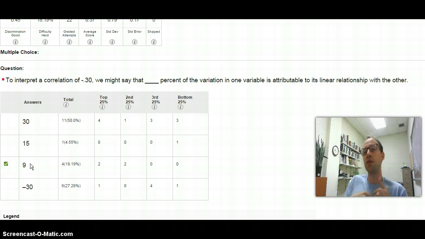Or if you tell me someone's verbal ability, I know about 10% can explain the variation in their math ability. Now, the higher that R squared is, the more closely the two are related. So, main point there, to get percent variation, you square the R. Now, this isn't a cause, this is just a correlation. We're not saying that math ability causes 9% of verbal ability or vice versa.